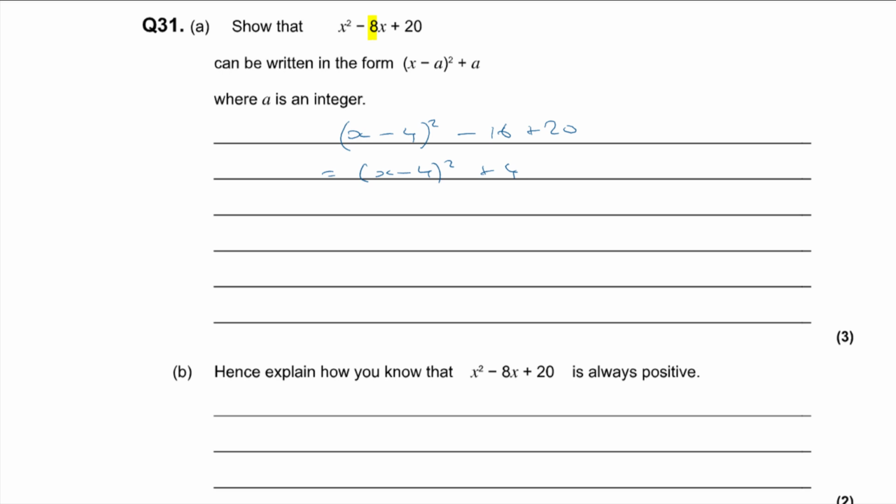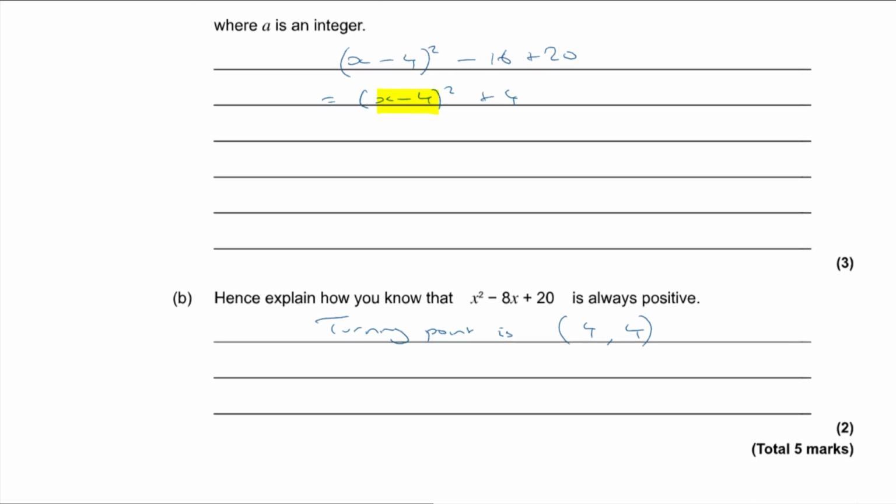So we did it. Hence explain how you know that x squared minus 8x plus 20 is always positive. Okay, so turning point is, well, it's going to be the value of x that makes that bracket 0, which is 4. And when it is equal to 0, the y value is going to be 4. So the turning point is at 4, 4. And this is a smiley parabola, isn't it?